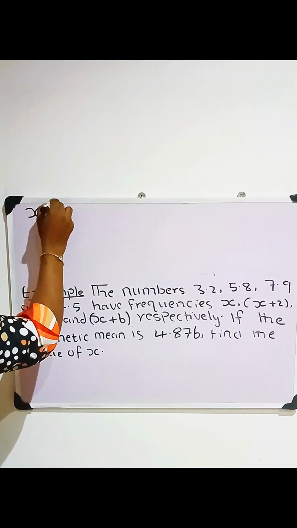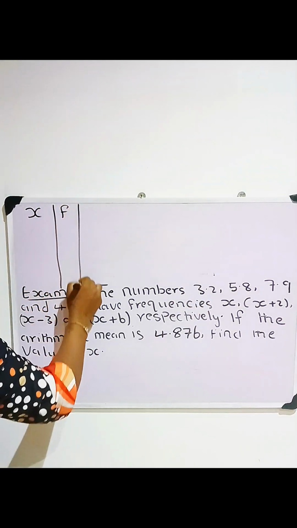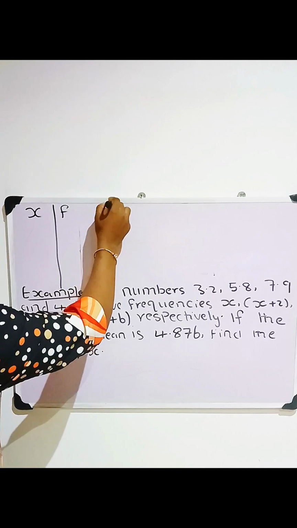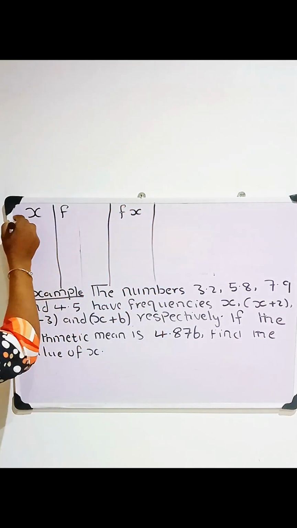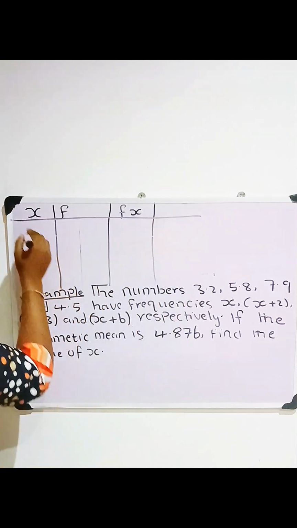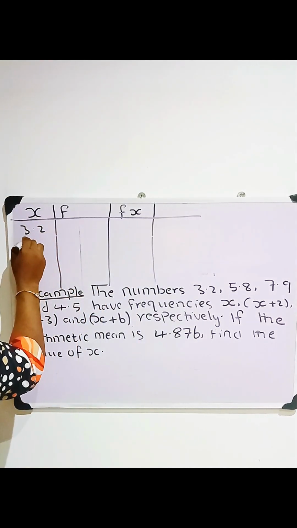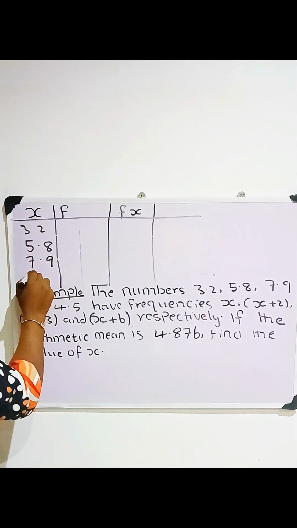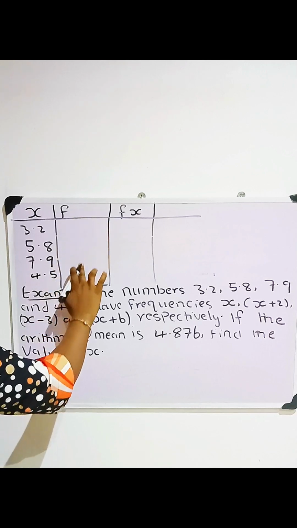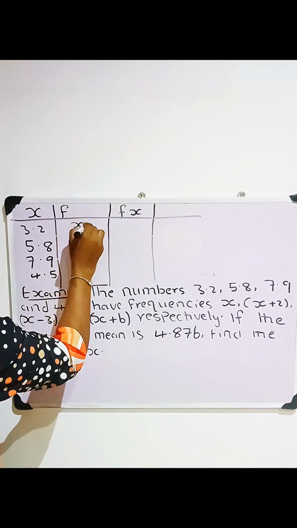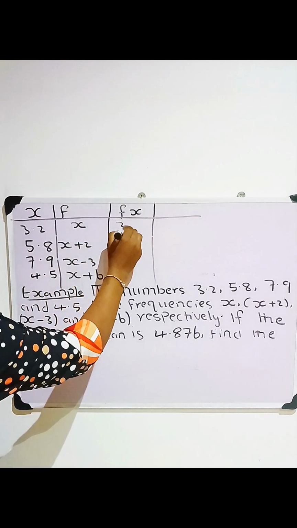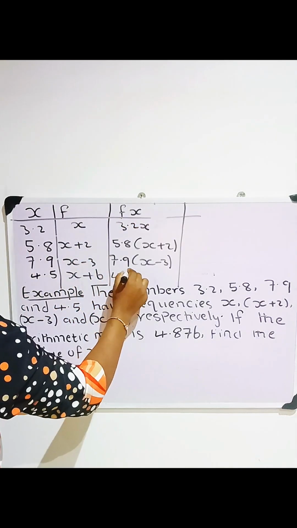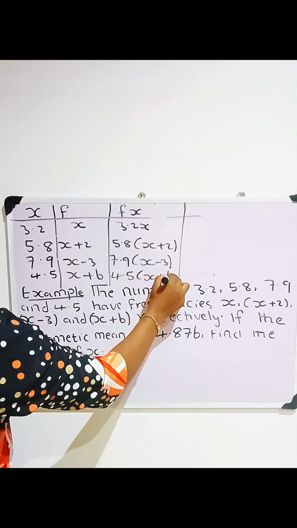There's going to be a column for x, a column for f, and a column for f times x. Clearly our x values are 3.2, 5.8, 7.9, and 4.5. Our f values, the frequencies, are x, x plus 2, x minus 3, and the fourth one is x plus 6. So this times this becomes 3.2x, and this is 4.5 into x plus 6.